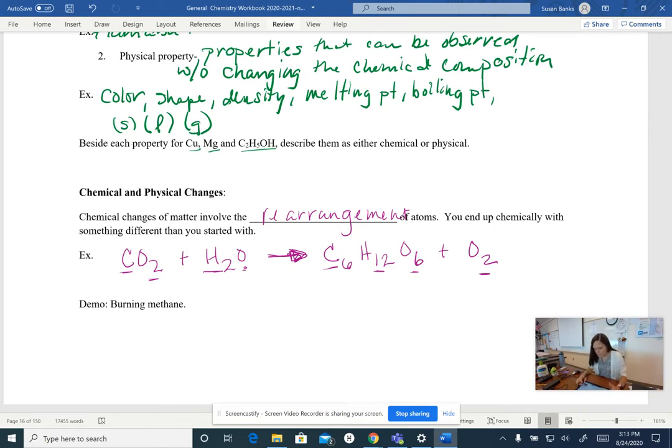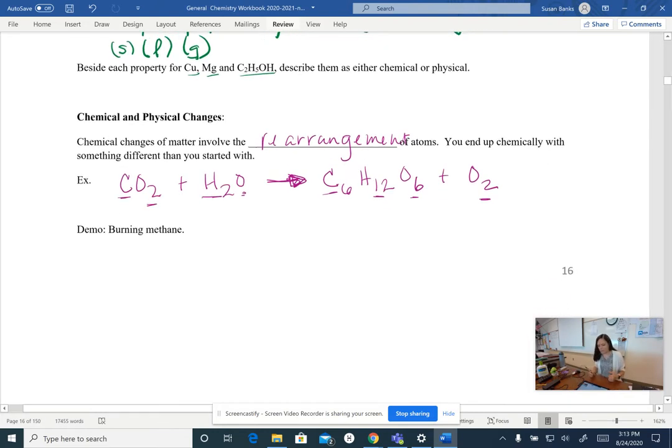So, burning methane. I just want to write the equation for you, and I will find a video with a demo. Burning methane, you guys know that as natural gas. When we heat our homes in the winter, most of us have a furnace that burns natural gas. Natural gas is primarily methane, which is C with 4 hydrogens. And we burn that with the oxygen in the air.